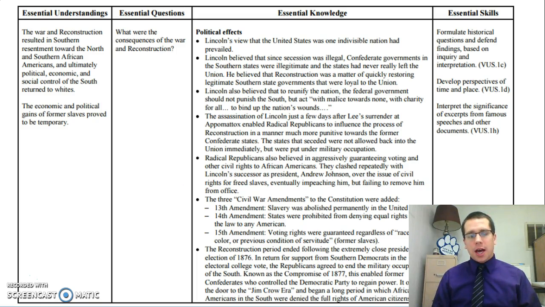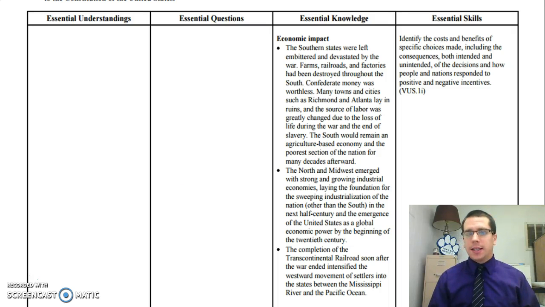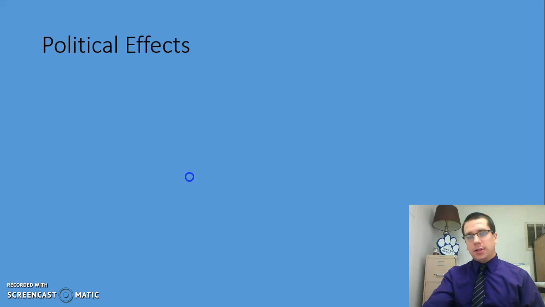Here is the snapshot of what you do need to know as per the state of Virginia. So go ahead and take a look at that, and also this one as well. As you can see, lots of stuff to get through, even within this one subsection of the standard. So without further ado, let's get right into the meat and bones.